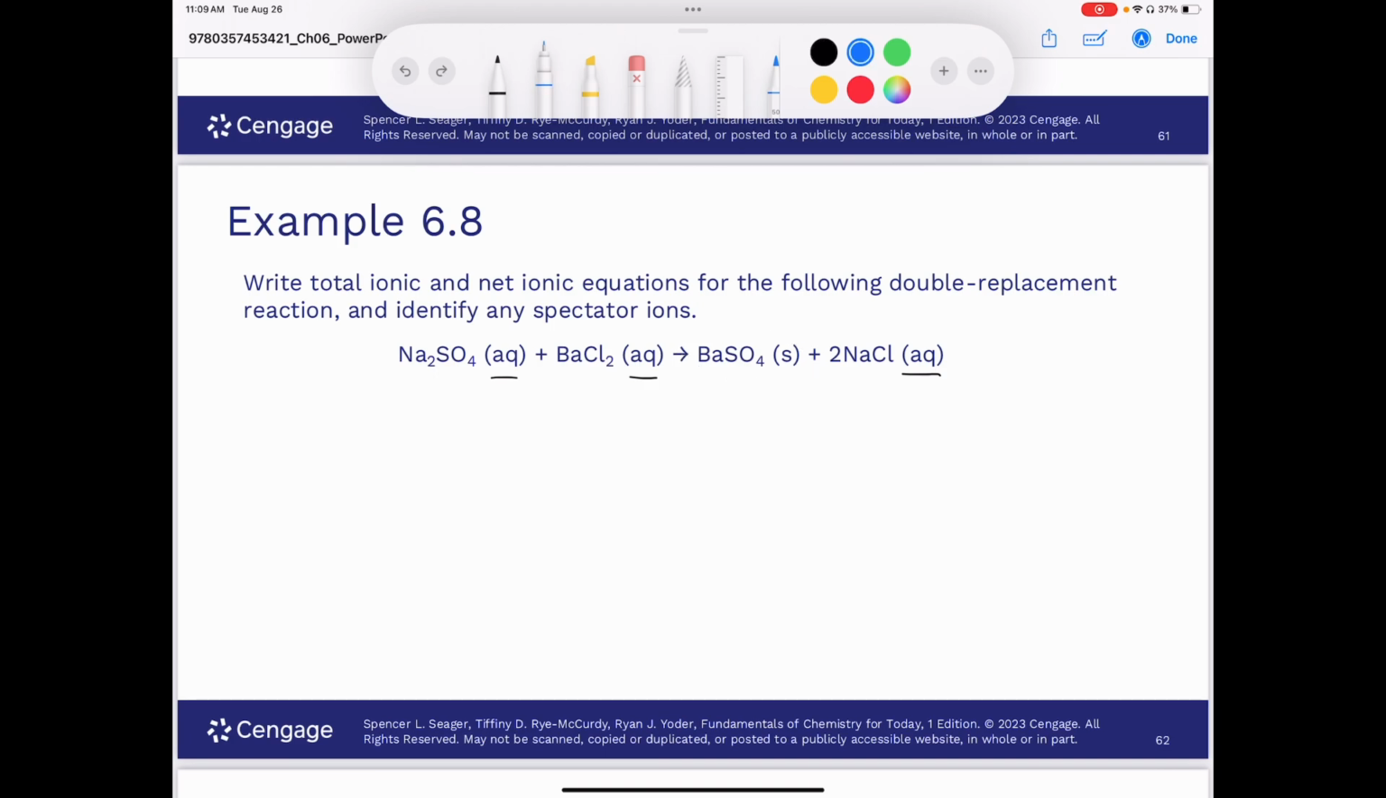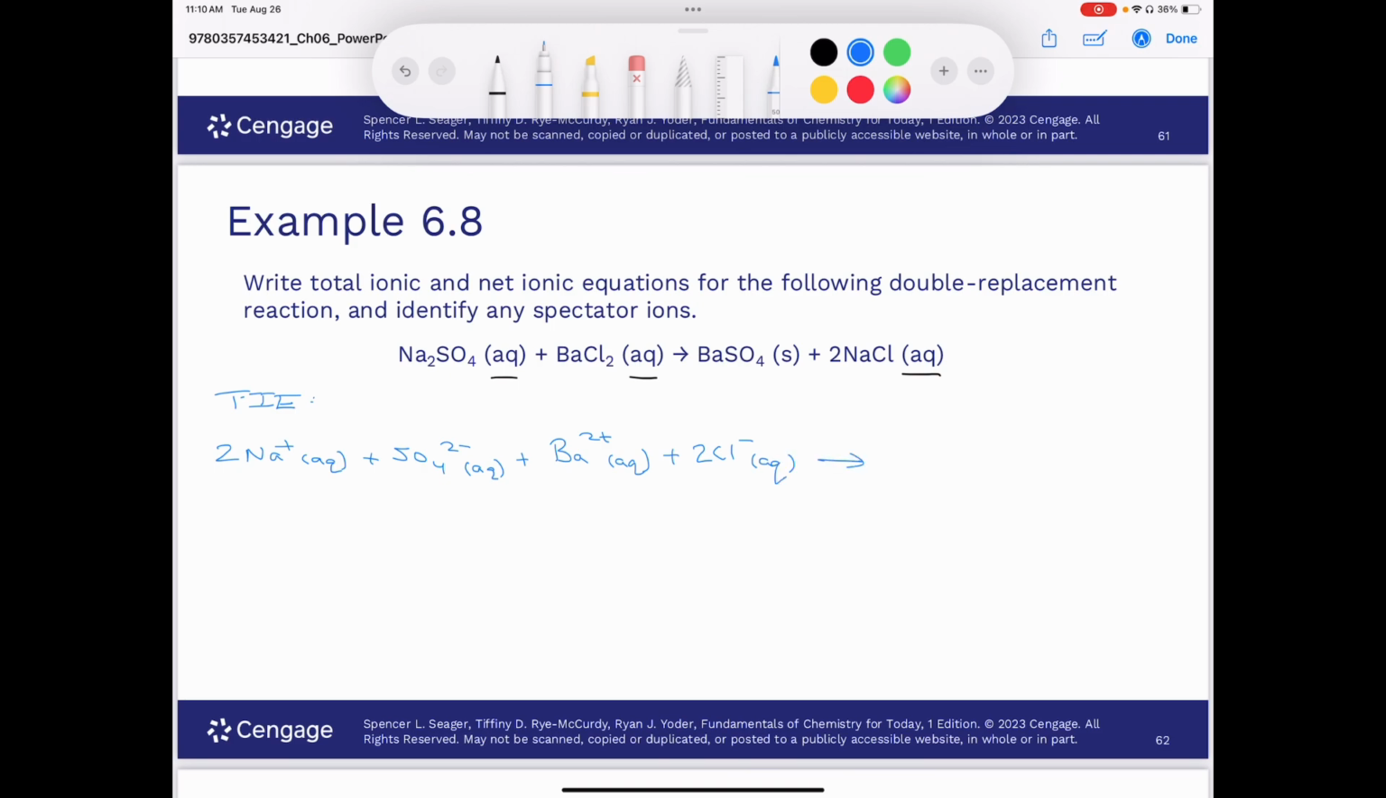So for our total ionic equation, first we're going to put sodium. Now, we have two sodiums, don't we? So we're going to put two sodium cations, and they are aqueous, plus a sulfate ion, and that means you have to memorize that sulfate is SO4 2 minus, plus barium, which is 2 plus. How do we know that? Because it's in group 2. And we have 2 chlorides, so plus 2 Cl minus, aqueous.